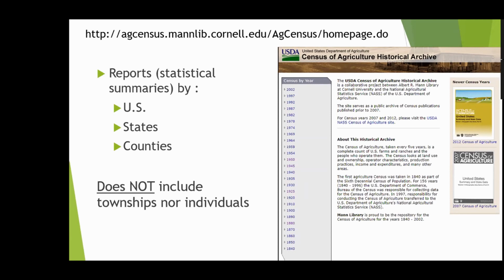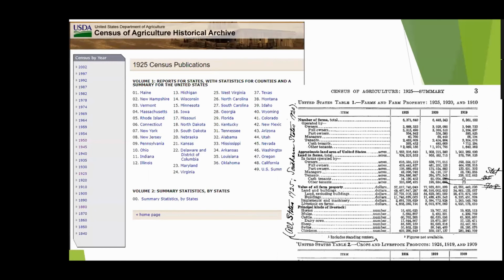And so basically here, I'm showing you the 1925 census publications for the agricultural schedules. It shows you the number of farms operated, who were owners, full owners, part owners, managers, tenants, cash, other. So it gives you an idea of what they were looking at during those years. And it also helps you to get an idea that your ancestor is in that report, but you can't get down to them.